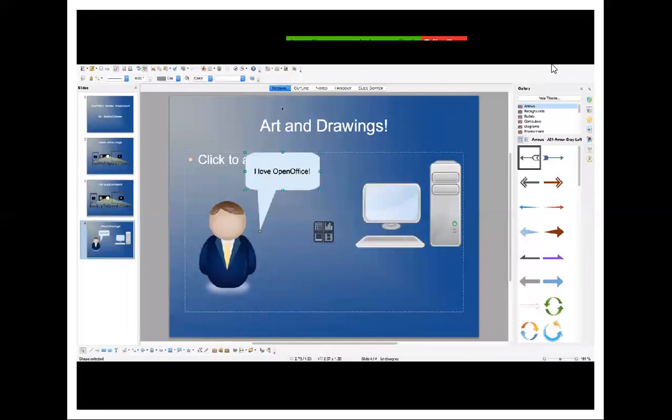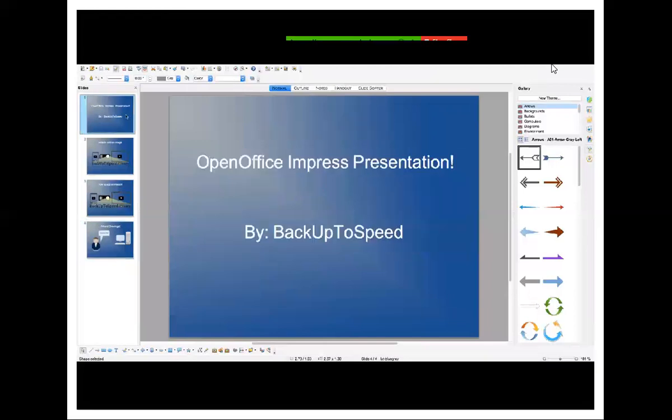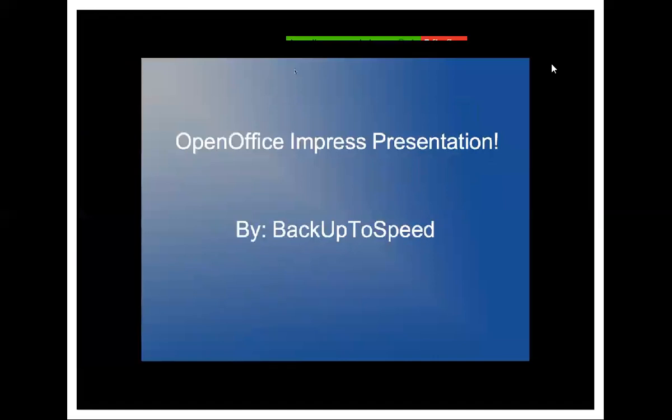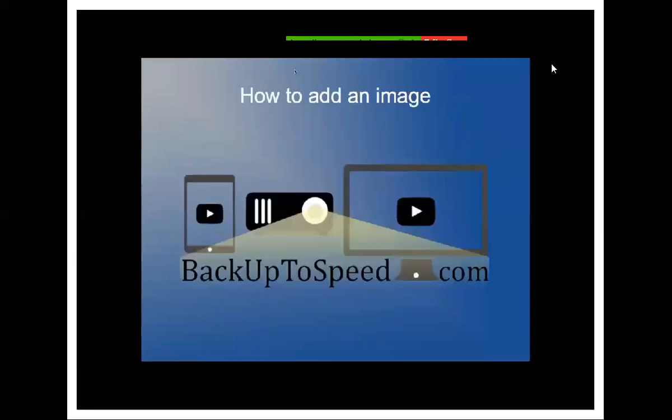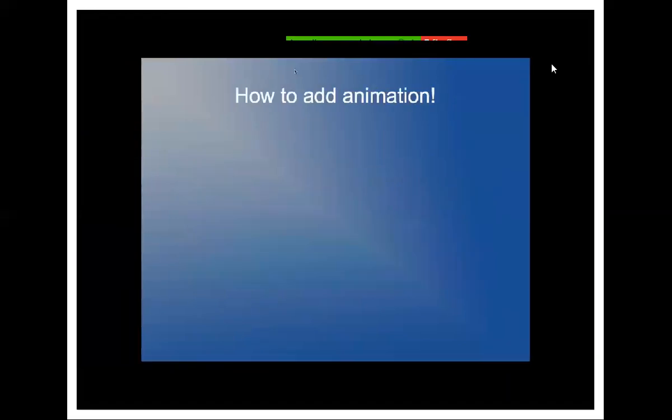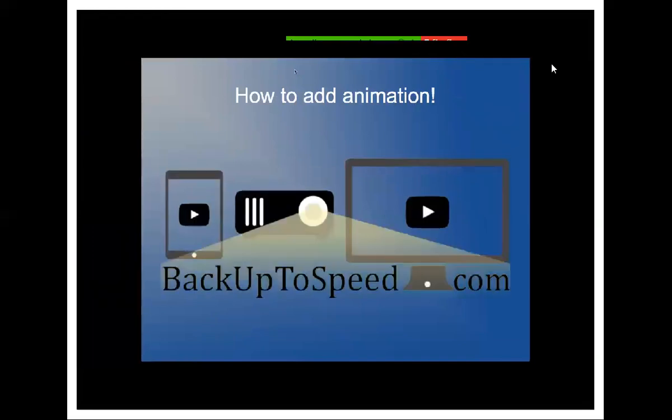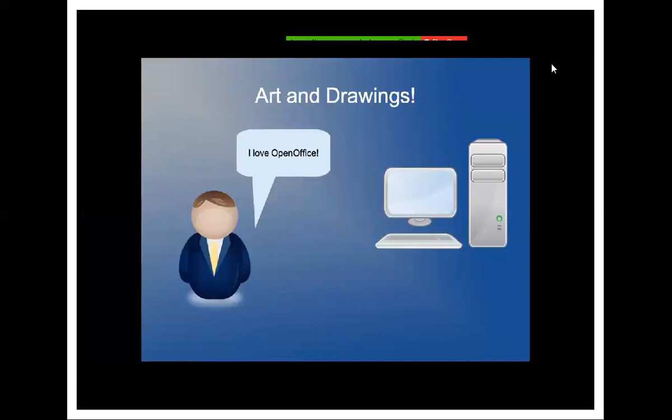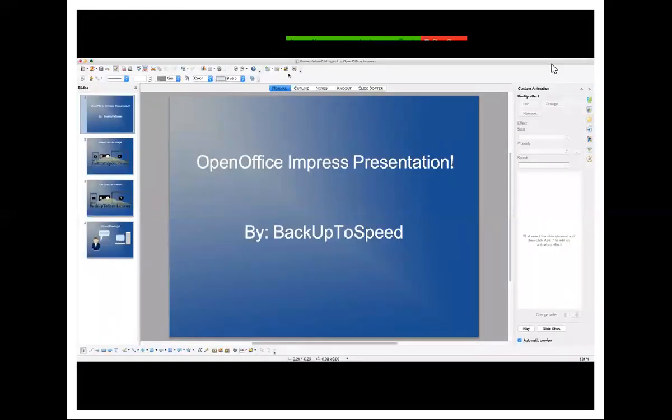Let's go to the first slide. Now click the Slideshow button. Click the mouse to go through the slideshow. It looks great. Well, today we created a slideshow with OpenOffice Impress. We learned how to add text, add images, and animation. We talked about saving the document.